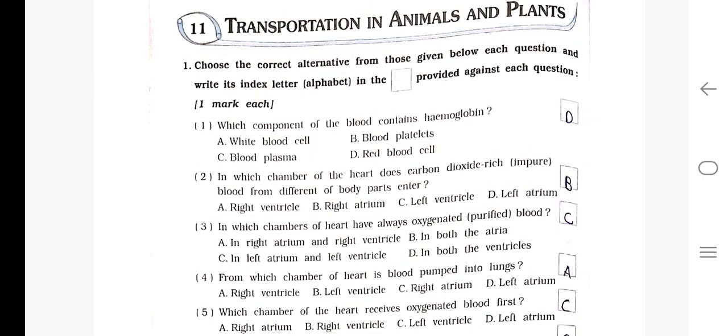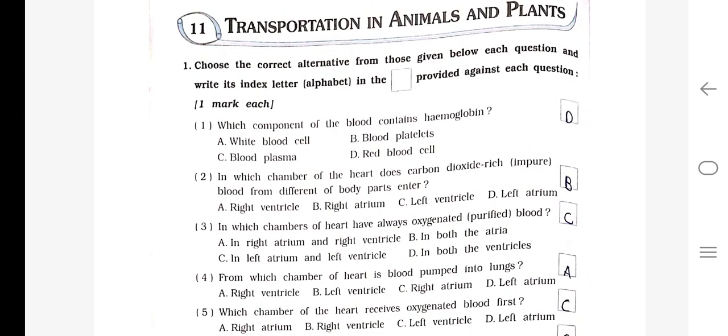Number 4. From which chamber of the heart is blood pumped into the lungs? Option A. Right ventricle. B. Left ventricle. C. Right atrium. D. Left atrium. So answer is A. Right ventricle.